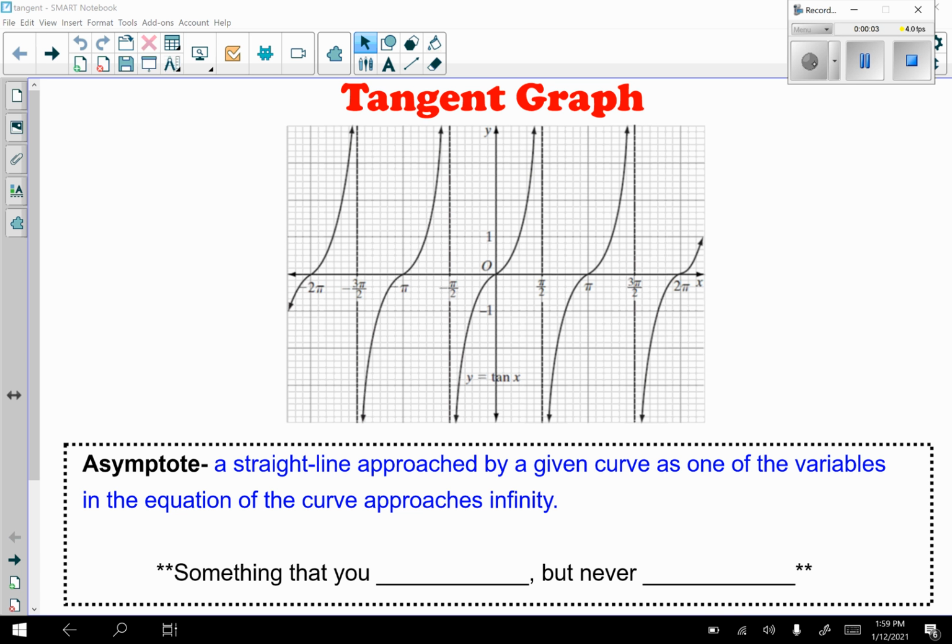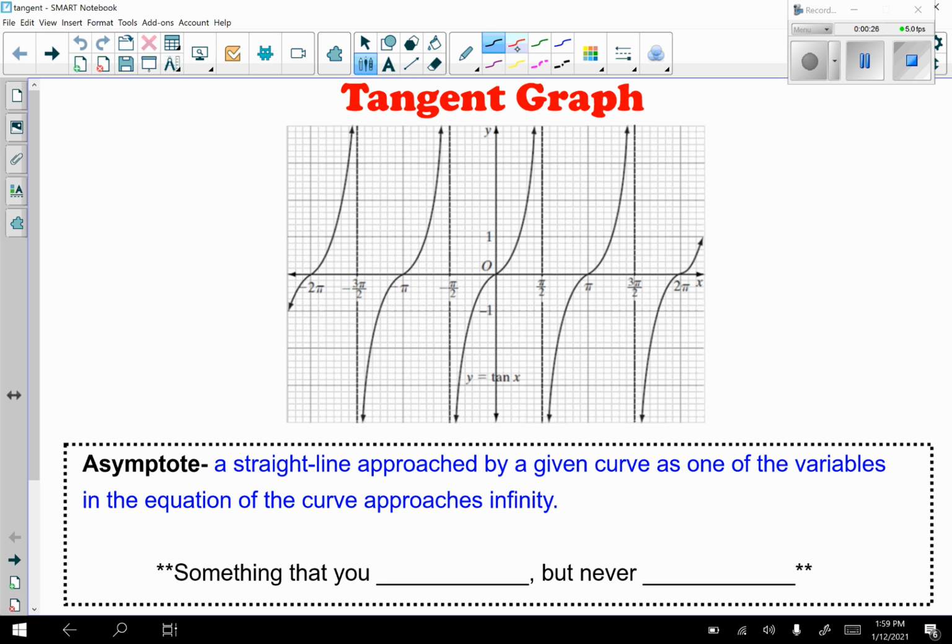This video is about the tangent graph. Unlike sine and cosine, where you're expected to be able to graph given an equation, for tangent you're just supposed to be able to identify the graph and answer some questions about the graph and about the characteristics of the graph. So here is what tangent looks like.